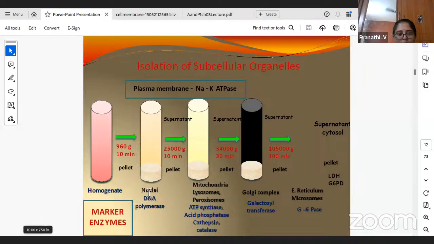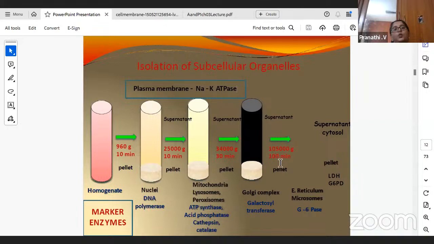So this is the homogenate. These are the organelles that are going to be present inside the pellet and the supernatant. And then these are the marker enzymes that we are going to use to find out whether it is the same. And again, if I centrifuge it again at 34,000 G for 30 minutes, I'm going to get the isolate of Golgi complex. For this, I'm going to use the transferase enzyme.